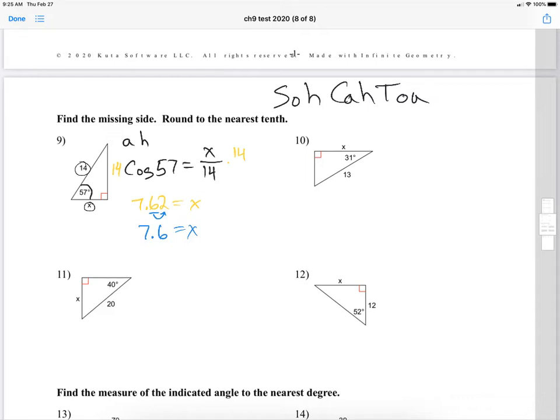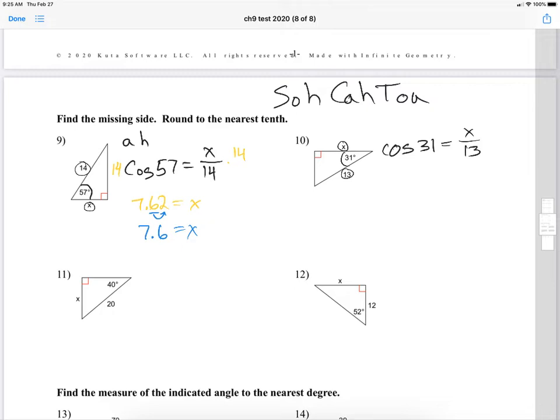All right, number 10, let's do it again. Identify the corner you're using. In this case, we're using this corner right here. And I have the adjacent leg, it's an attached leg, and the hypotenuse again. So again, I'm going to use cosine. Okay, so the cosine of 31 degrees is equal to the adjacent leg x over the hypotenuse.